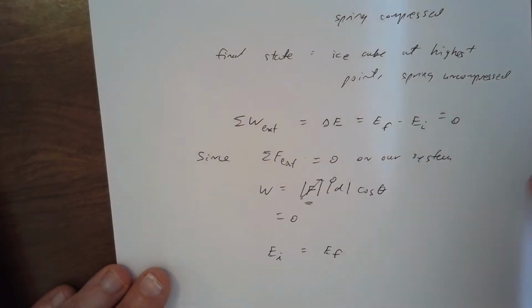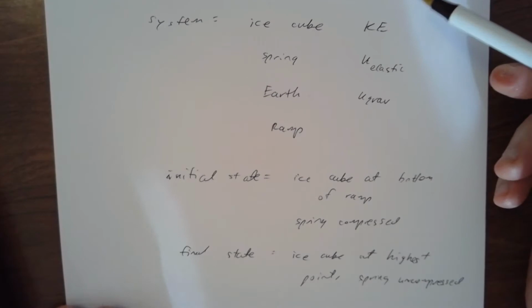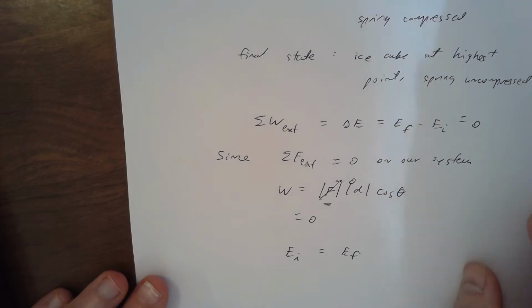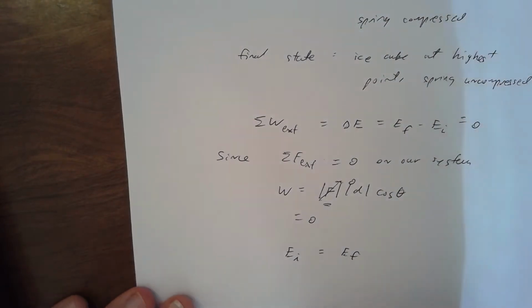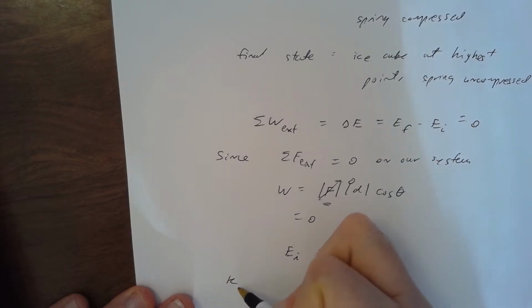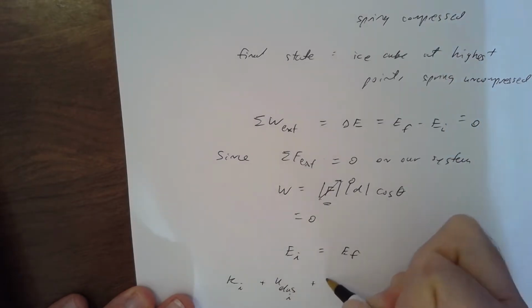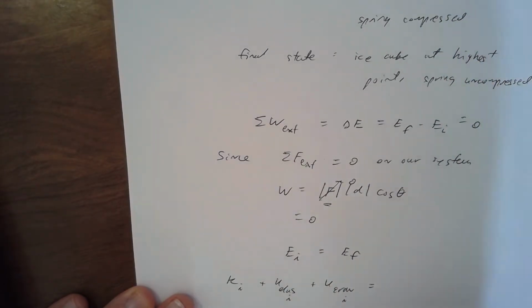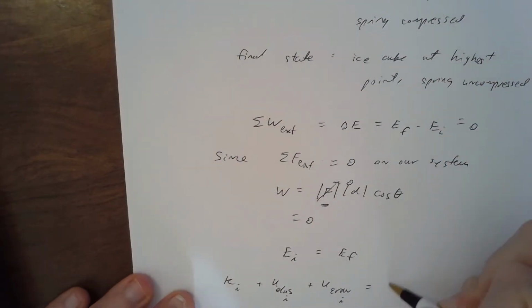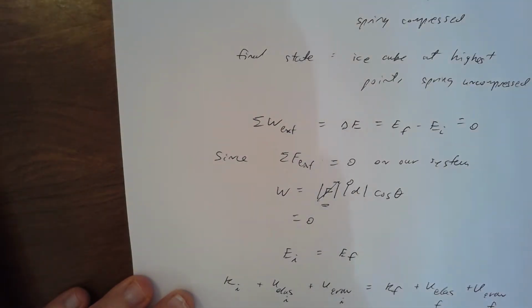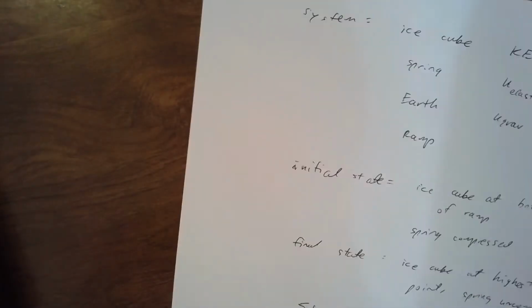Okay, going back to our system, we know that there are 3 kinds of energy happening inside this system, and I'm going to put all 3 of them into my energy equation. I've got kinetic energy, elastic energy, and gravitational energy. I've got to add those together to find the total. I've also got at the end kinetic, elastic, gravitational.